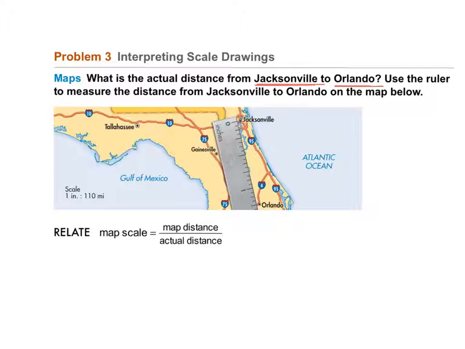It's kind of tricky because you would assume it's 1.5. But here's your halfway mark here, right? Each of these little hash marks would be a quarter of an inch. So it's 1 1/4 inches from Jacksonville to Orlando, right? It's 1.25 inches.